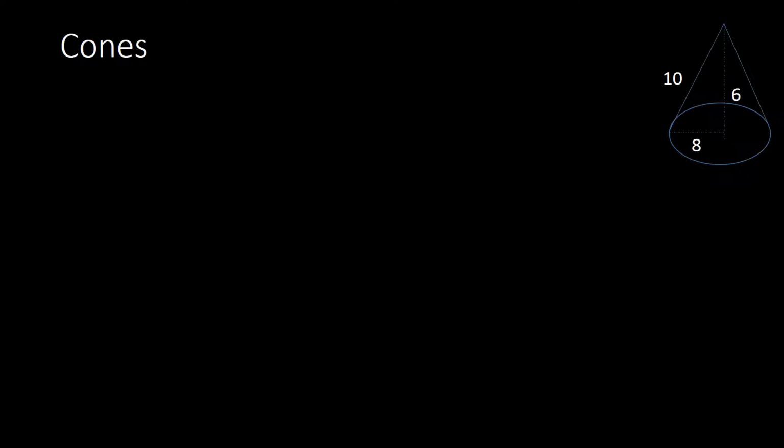And now dealing with cones. Cones are identical to pyramids. The only difference is the base is a circle instead of a polygon. And so here, when I find the lateral area, with a pyramid, it would be 1/2 of the perimeter of the base times the slant height. Now here, the perimeter of the base would be the circumference.